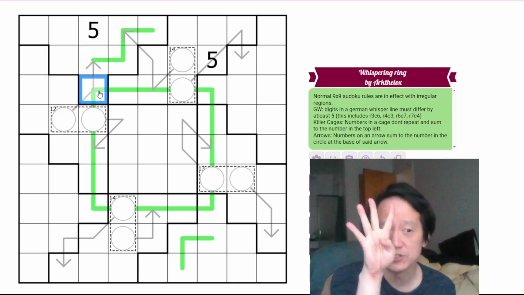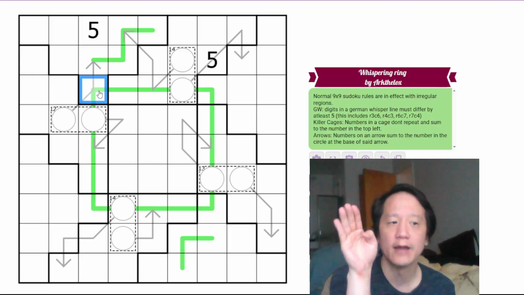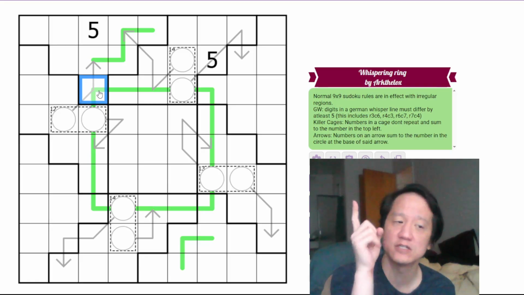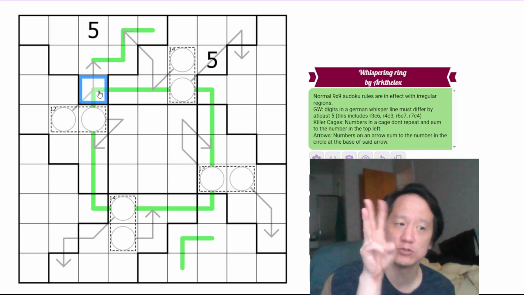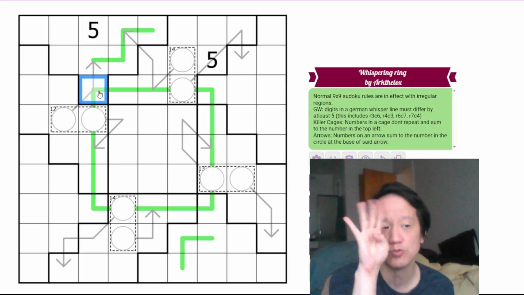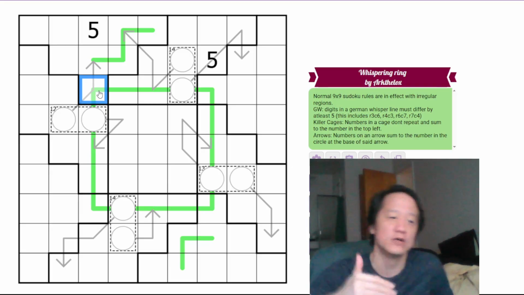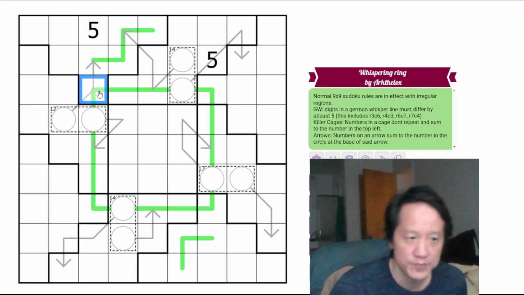So if you have a digit from 1 through 4, you'll always be next to a digit from 6 through 9. And what happens if you have a digit from 6 through 9? What digits can those be next to? 6 can be next to 1, 7 can be next to 1 or 2, 8 can be next to 1, 2, or 3, and 9 can be next to 1 through 4. So for a high digit, you'll always be next to a low digit. And if you're on a low digit on a German whisper line, you'll always be next to a high digit.